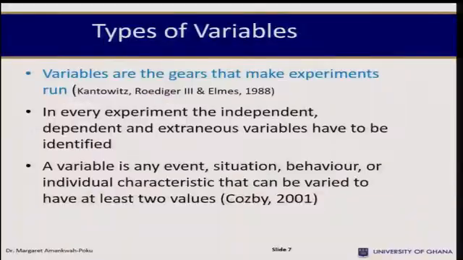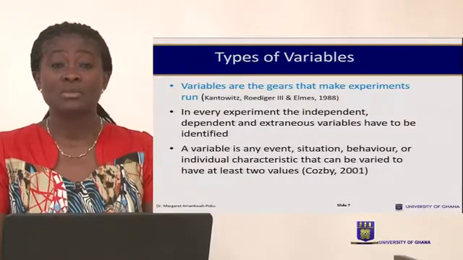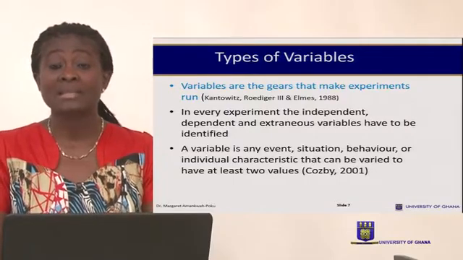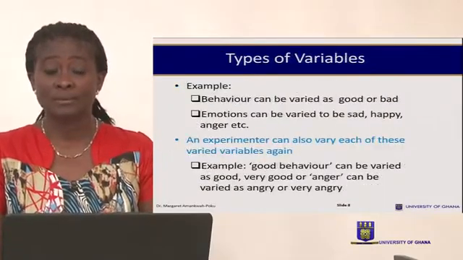So in every experiment, you have an independent variable, you have a dependent variable, and you have extraneous variables you have to control. And Cosby 2001 defines a variable as any event, situation, behavior, or individual characteristics that can be varied to have at least 2 values. And I'll explain this as I go along, or you understand this better as I go along.